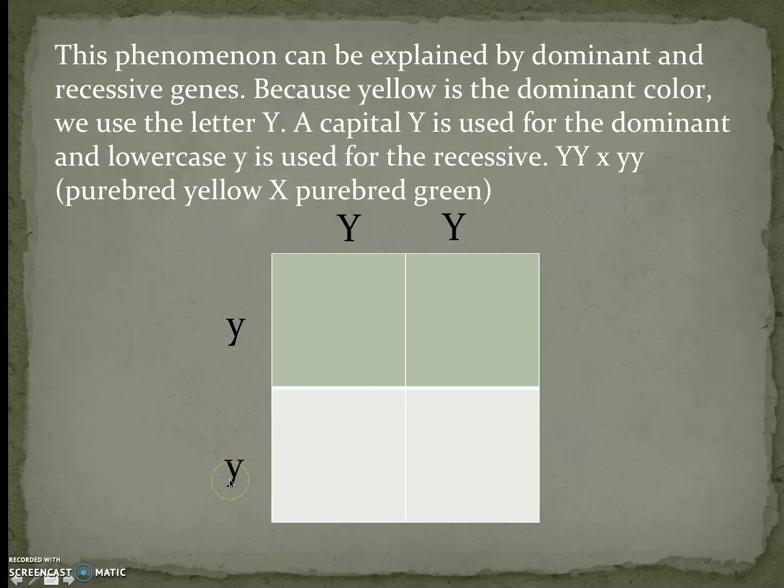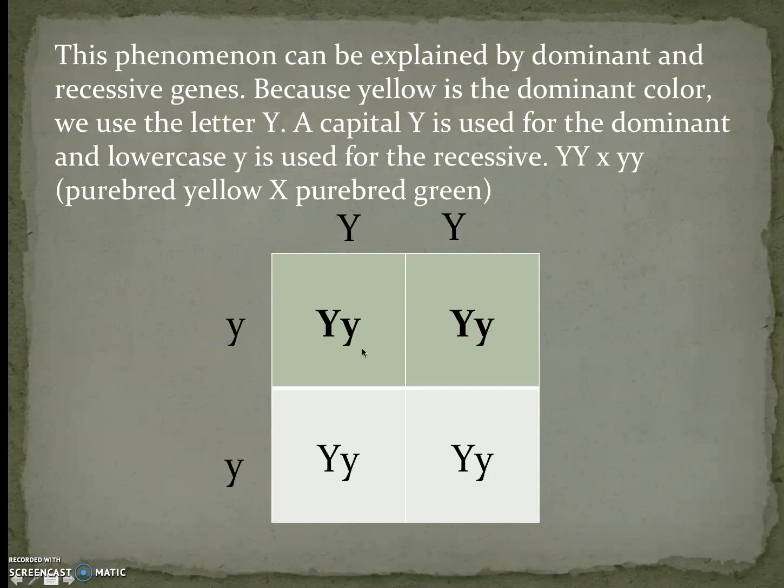To fill in the square, we put the capital Y's here and here. We work them down, and these capital Y's here and here. The lowercase y's go here, here, and these lowercase go here and here. So our result is four of the same thing that have a capital Y and a lowercase y.